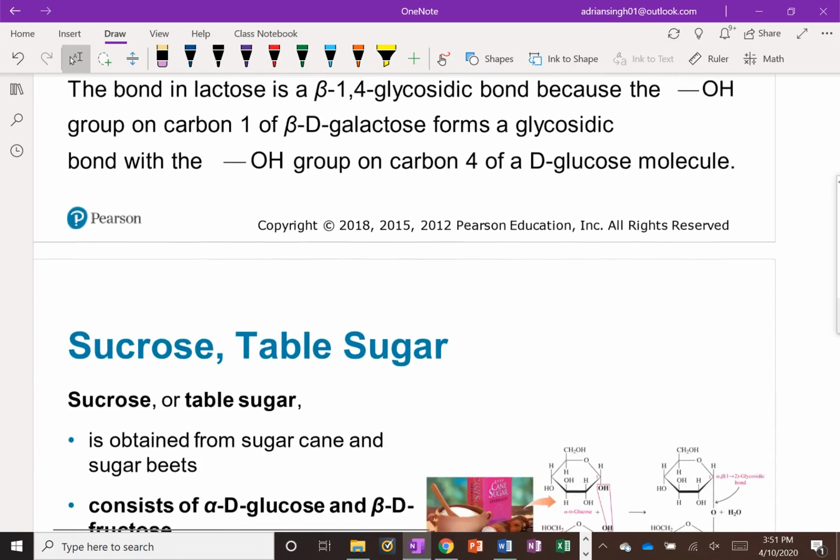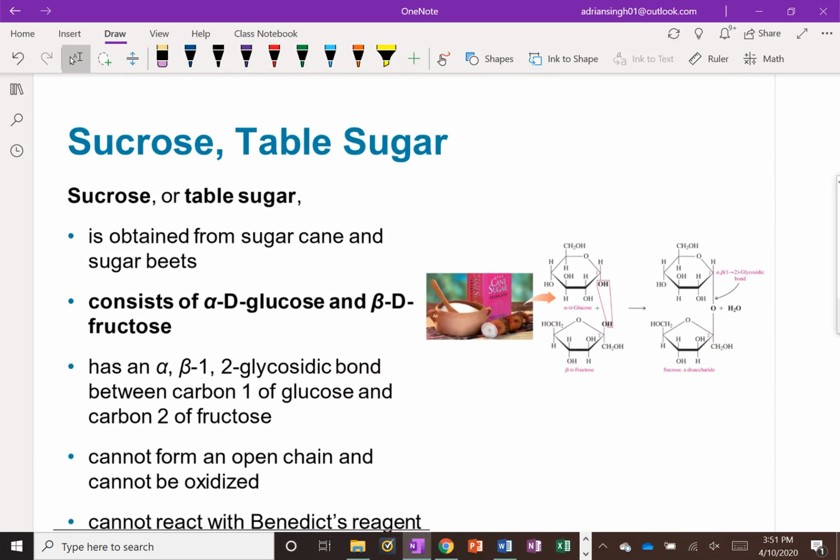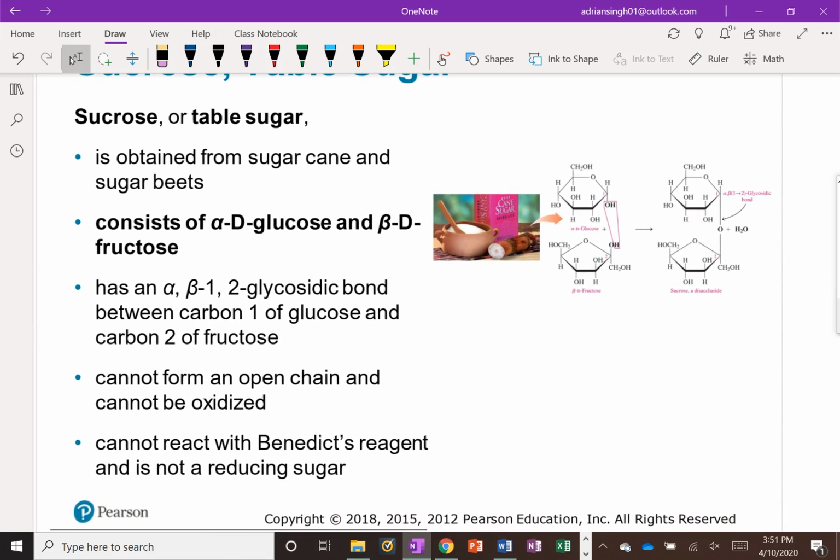The third one is sucrose, and sucrose is just a common name for table sugar, right? This is what you use in your kitchen or elsewhere to add to tea or coffee to sweeten it typically. Sucrose is commonly extracted from sugarcane or sugar beets. And sucrose is going to look moderately different than the other two disaccharides. It is made up of glucose, just like the other two were, but the difference now is that the second monosaccharide we combine with glucose is beta-D fructose.